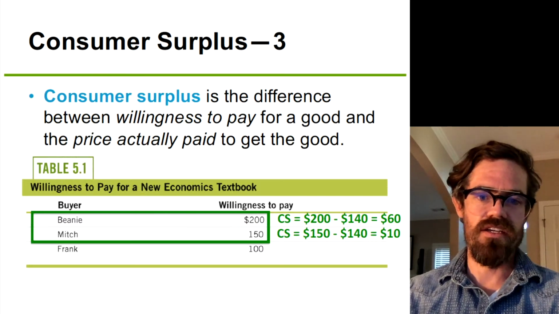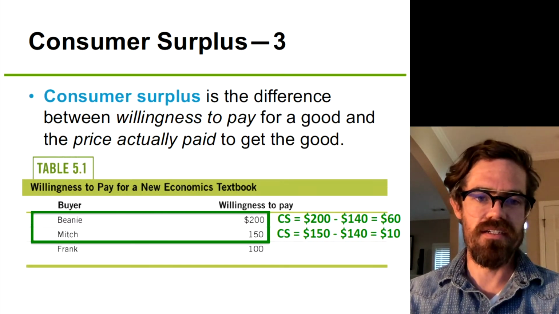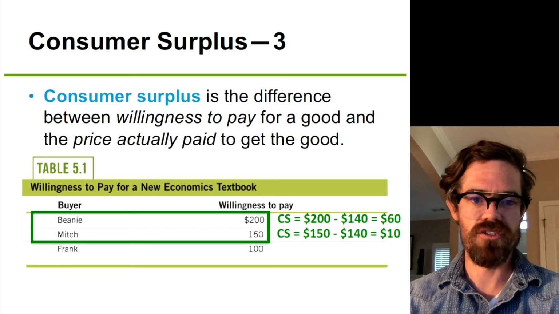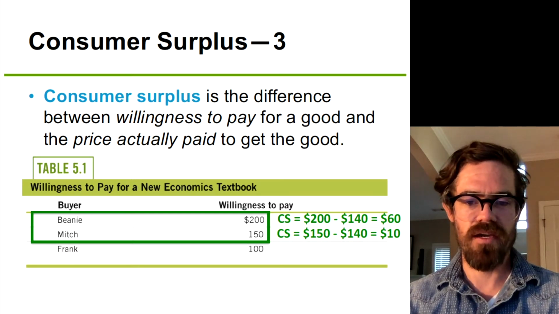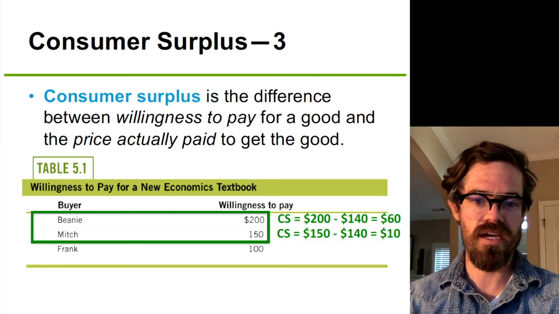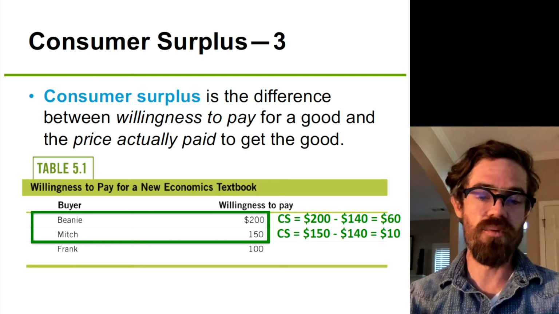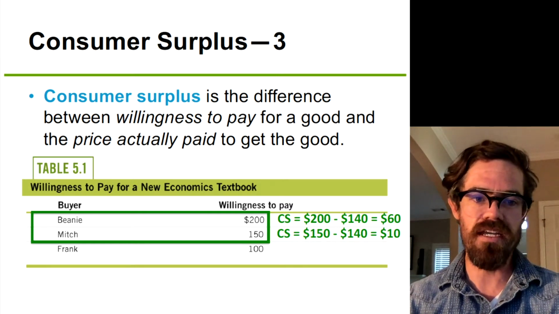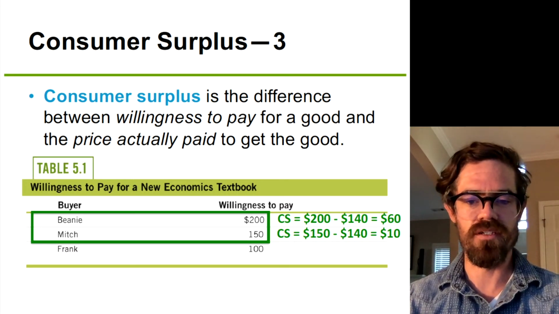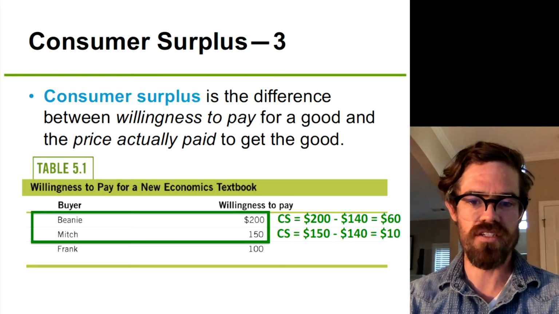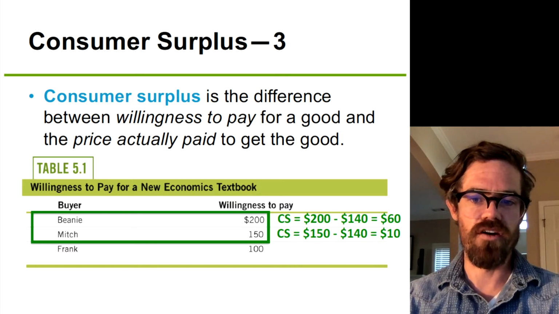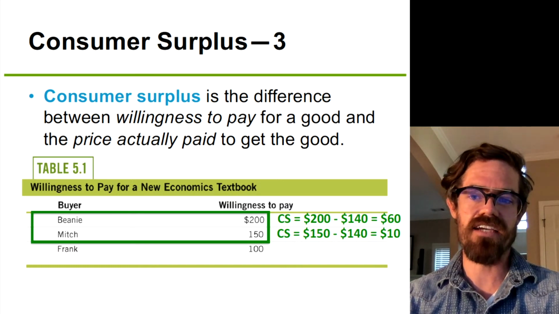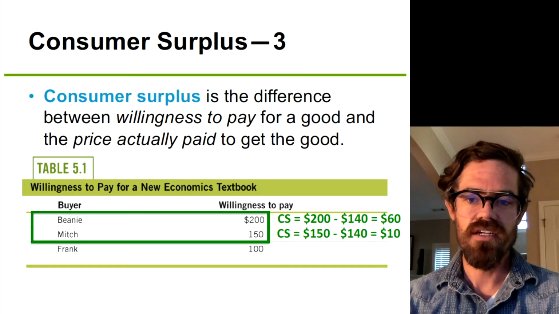So we can use these numbers to calculate each consumer's surplus. It's simply the difference between their willingness to pay and the actual price that they pay. Since Beanie is willing to pay $200, another way to think about it is that the value of the textbook to Beanie is $200. That's why he is willing to pay as much as $200, because he values it at $200. So when he purchases it for $140, he's basically getting an excess of $60 of value.